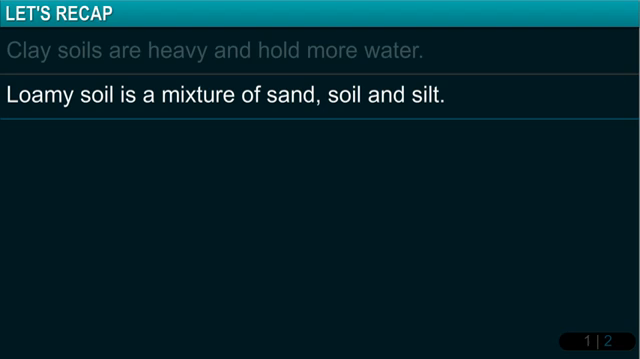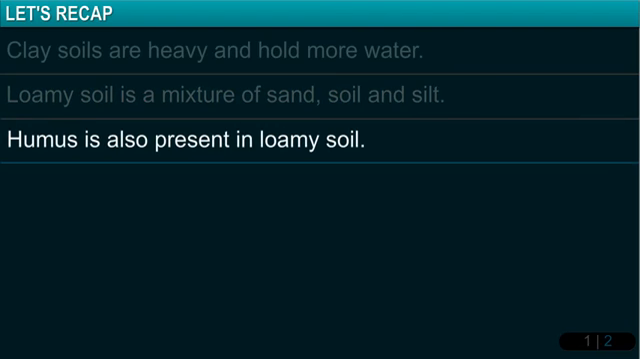Loamy soil is a mixture of sand, soil and silt. Humus is also present in loamy soil.